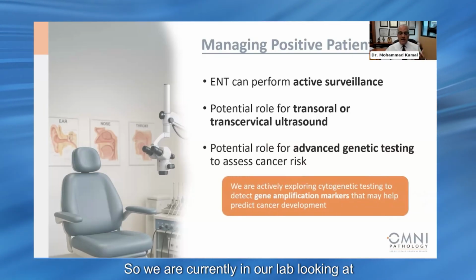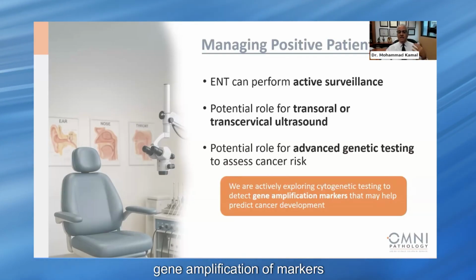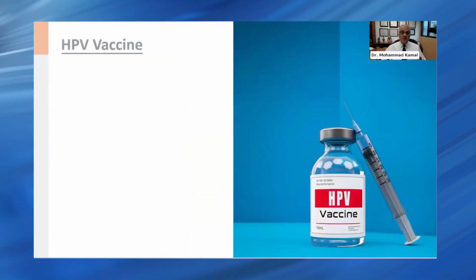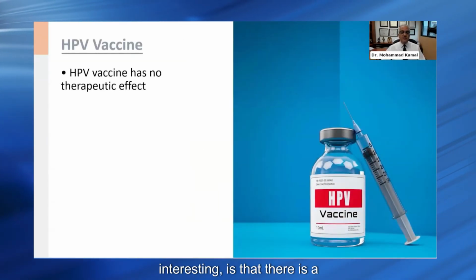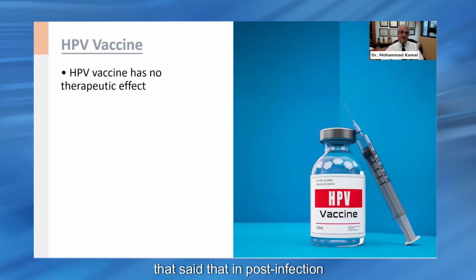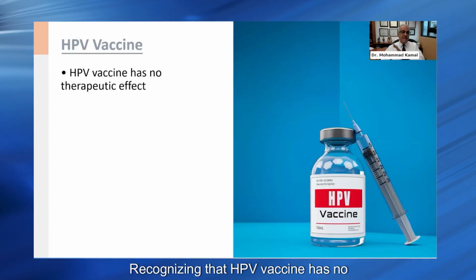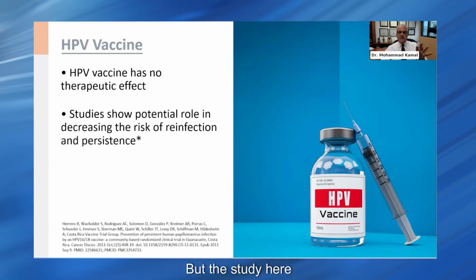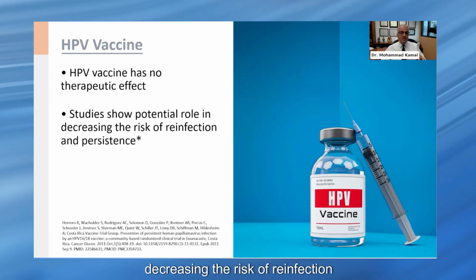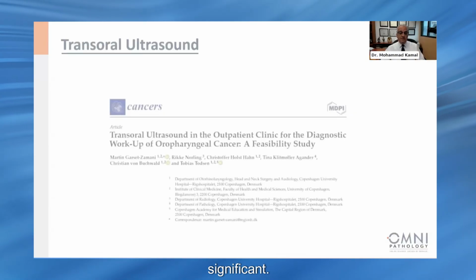So we are currently in our lab looking at a cytogenetic test that can detect gene amplification markers that may help in predicting cancer, squamous cell carcinoma development. The other thing that we found in the literature, which was interesting, is that there is a study that said that post-infection vaccination can have a role, recognizing that HPV vaccine has no therapeutic effect. But the study shows that there is a potential role in decreasing the risk of reinfection and persistence. And I think that this is really significant.